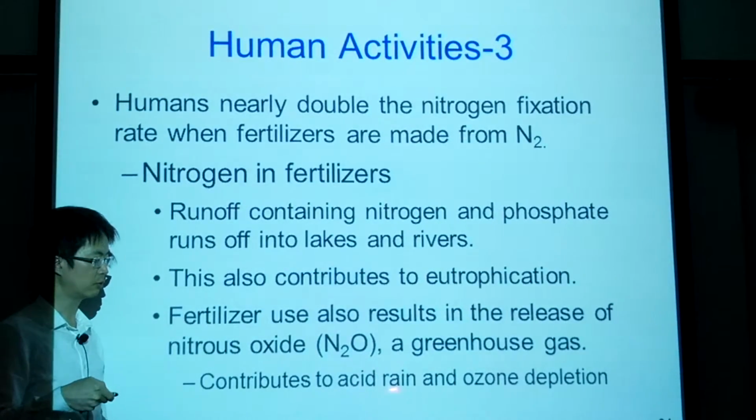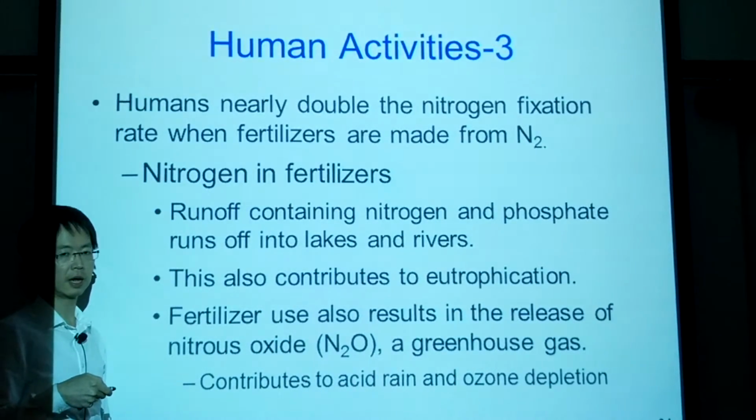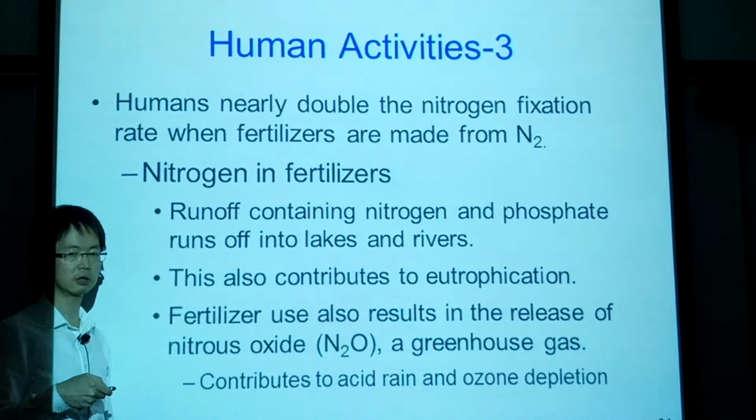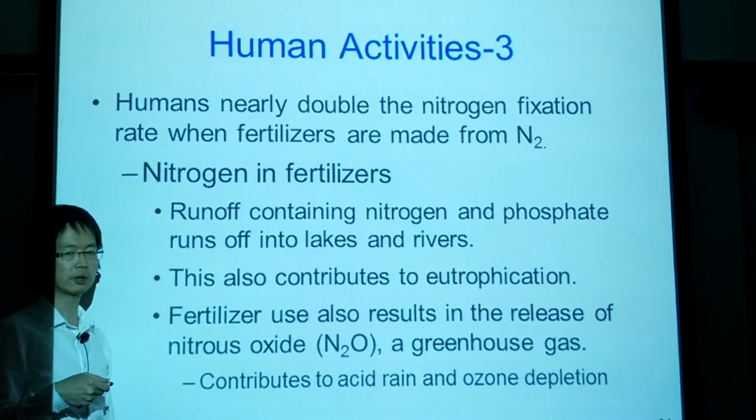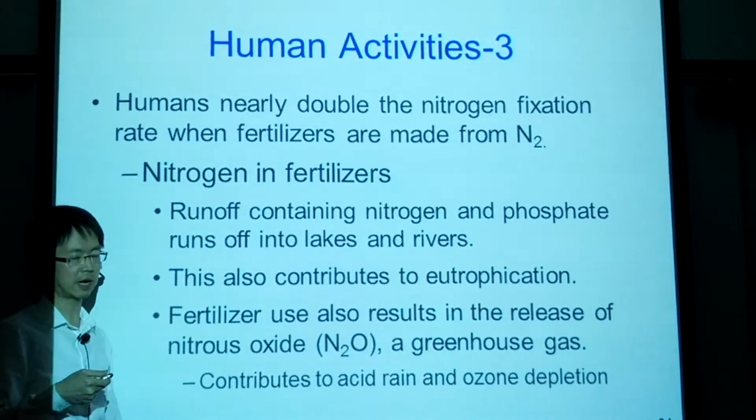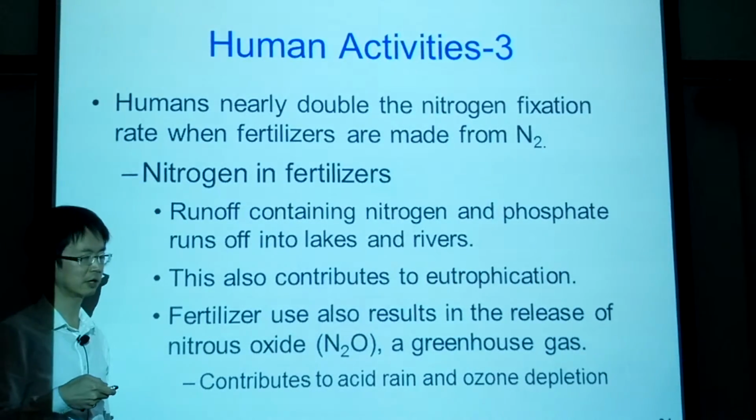Why is acid rain worse? Think about this. Acid rain will change the pH of the ocean as well. If the pH of the ocean is changed, then all the aquatic animals may die. They will die, not me. They will die if the pH changes.